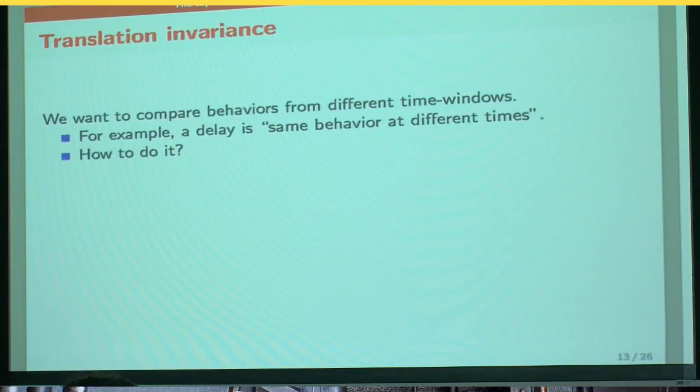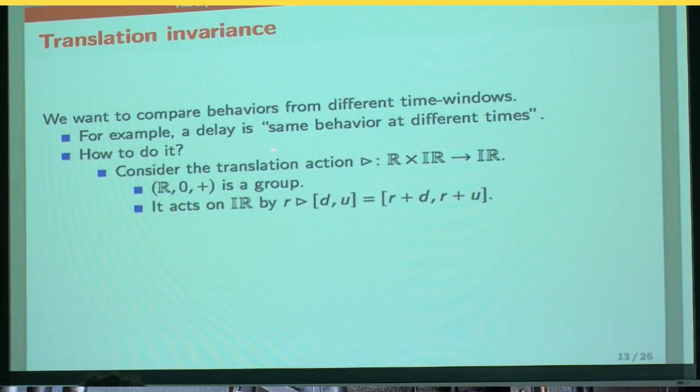So, right, we want to be able to compare behaviors from different time windows, and that's the second thing I want to build in. So we want to say that a delay is the same behavior at different times. And the way we do this is we consider a translation action of the group of real numbers on the interval. So I have an interval, 0, 5. I have a number like -12. I get -12, -7 as a translation of that interval by that real number. So this is a group, the real numbers, and it acts on the interval domain.